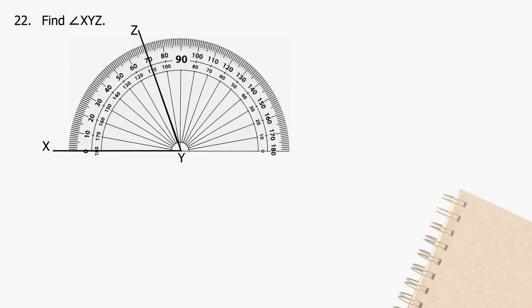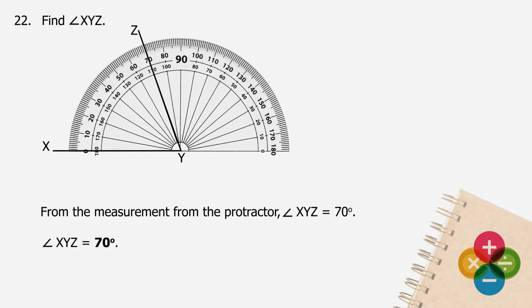Question 22. Find angle XYZ. From the measurement from the protractor, angle XYZ is equal to 70 degrees. Angle XYZ is 70 degrees.